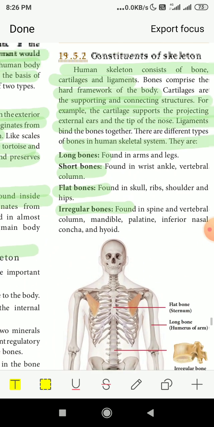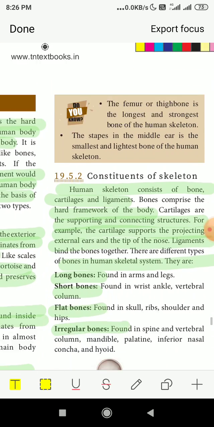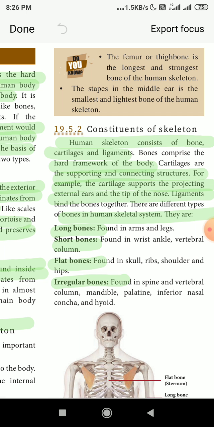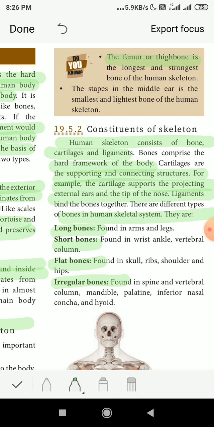Then next is the constituents of the skeleton. Before that, do you know the femur, or thigh bone, is the longest and the strongest bone in the human skeleton? The femur means the thigh. The stapes in the middle ear is the smallest and the lightest bone. Okay, so this is the 'do you know'.